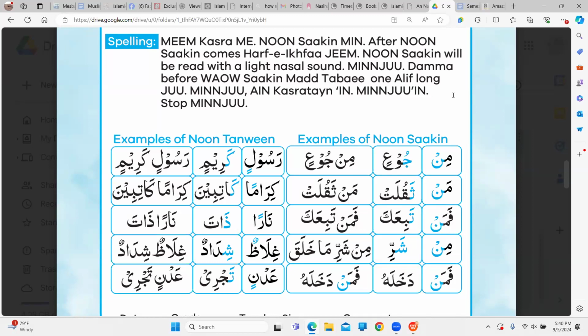Sometimes if you explain the rule for the jim, it may be too hard to digest. So it's more like understanding the sound. They see the sound, they look at you and try to pick it up. That's important. They're looking at your face, your tongue. Then we say jim, dhamma, ju, dhamma before waw sakin, one alif long, ju, min, ju, and then ain, kasratain, ain, min, ju, ain. And then we go on.